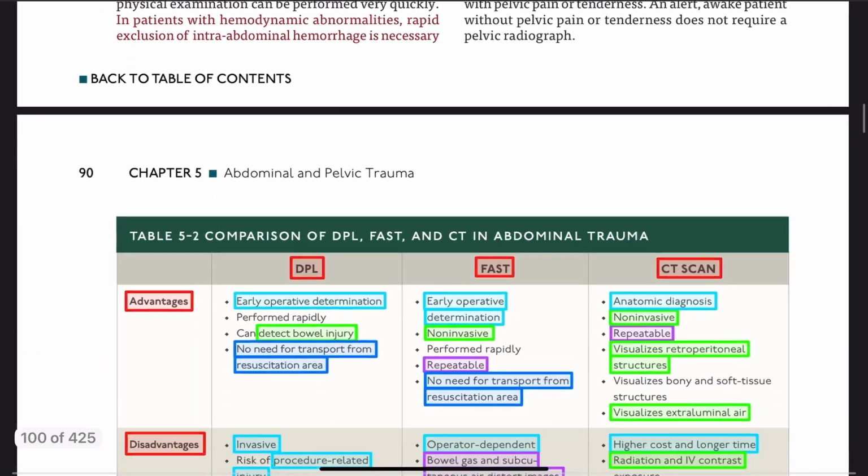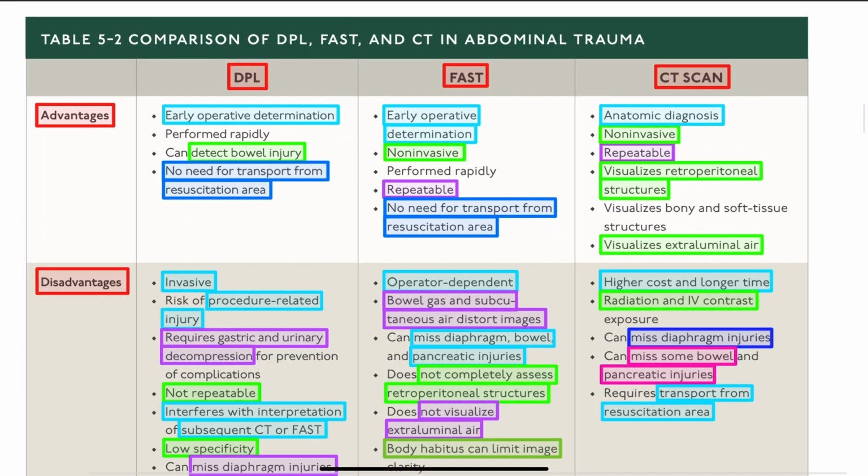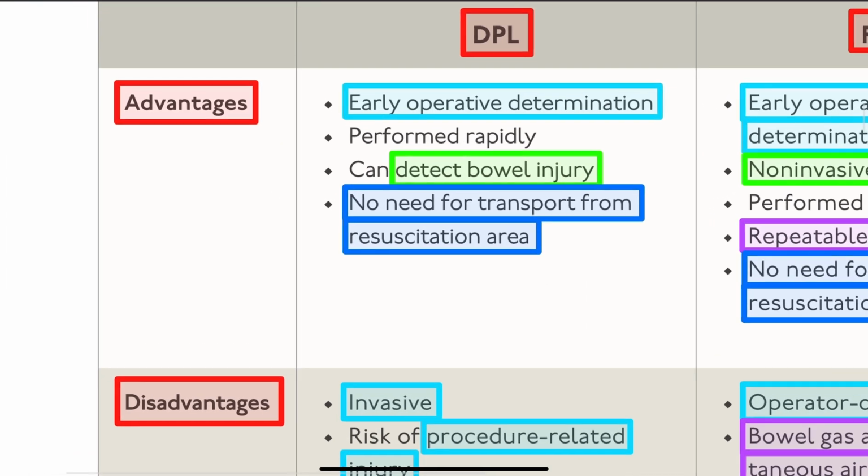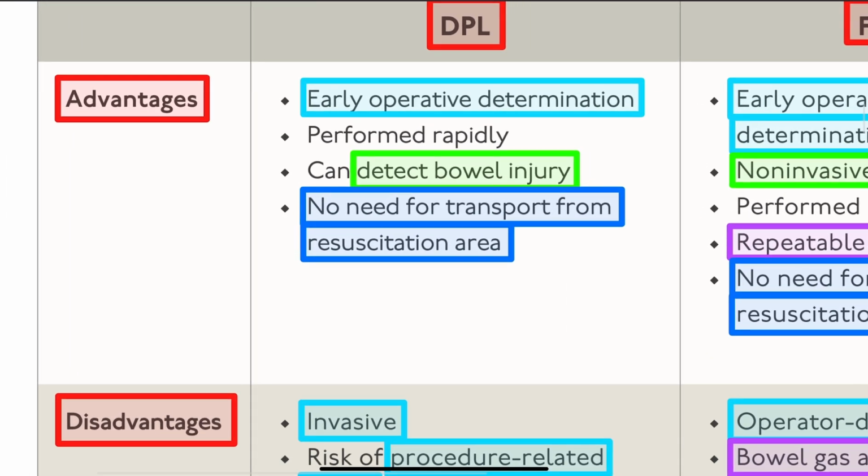Now this is an important table, comparison of diagnostic peritoneal lavage, FAST and CT scan. The advantage of diagnostic peritoneal lavage: early operative determination can be done because it is performed rapidly. You can detect bowel injury and there is no need to transport from the resuscitation area. From the emergency department only, you can do diagnostic peritoneal lavage.